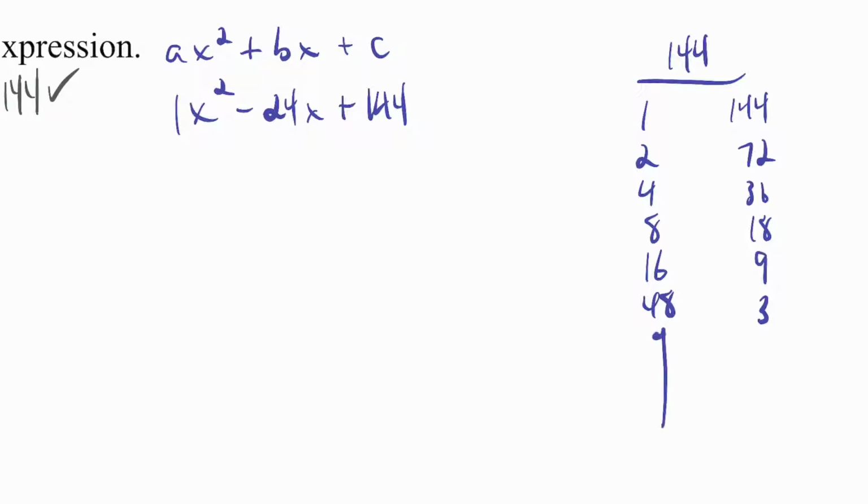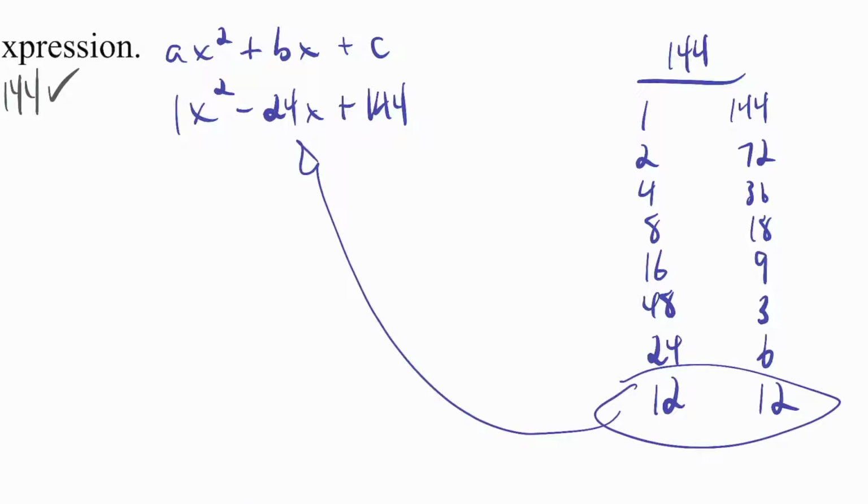And now that this is the big one, I'll cut that one in half and double that one. So 24, 6, 12, 12. And that might be all of them. And what I notice is that 12 plus 12 is 24.